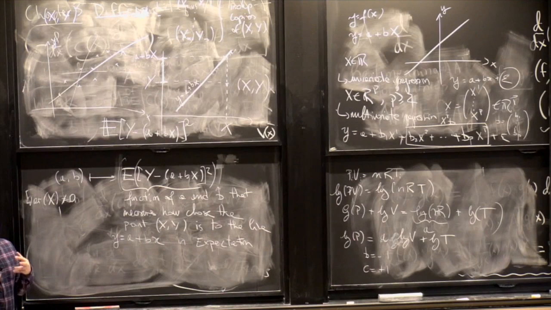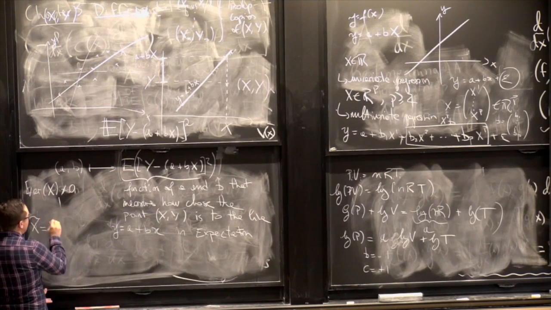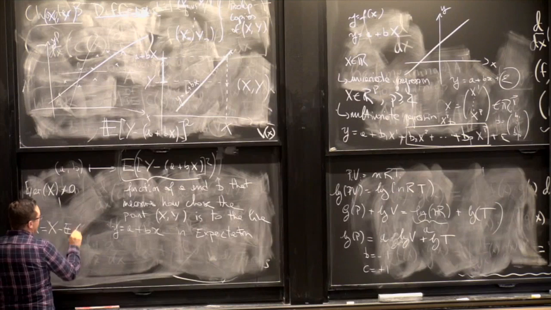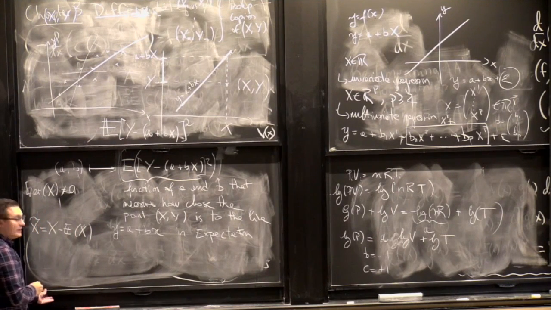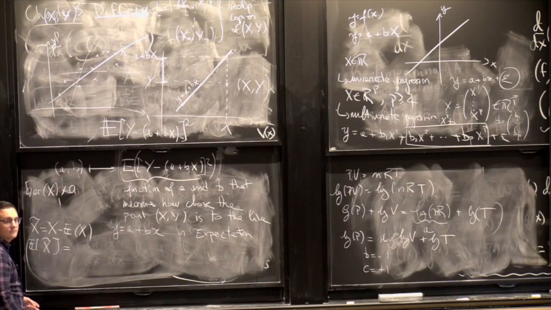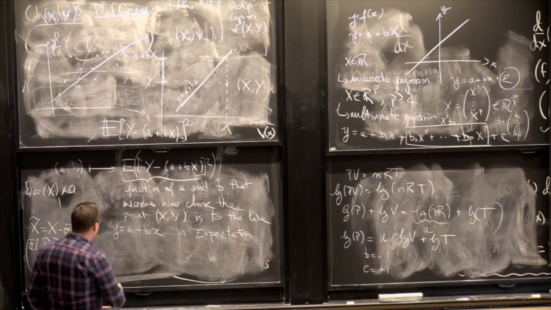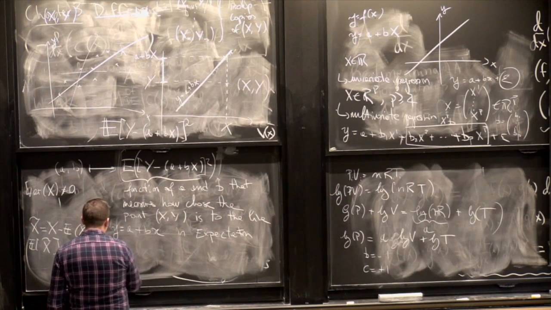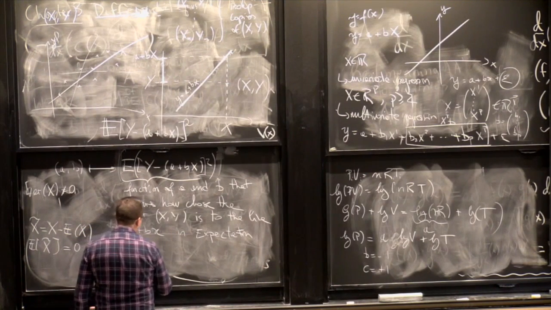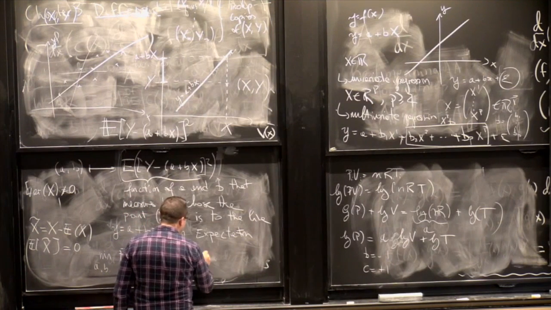I'm actually going to think of x as having mean 0. The way I do this is as follows. Let's define x tilde, which is x minus the expectation of x. Definitely the expectation of x tilde is 0. And now I want to minimize over a and b the expectation of y minus a plus bx, squared.